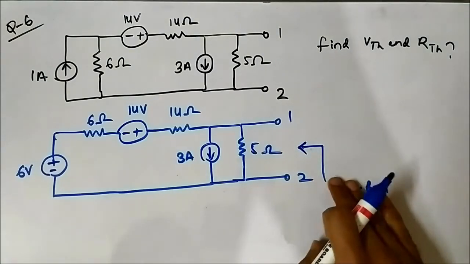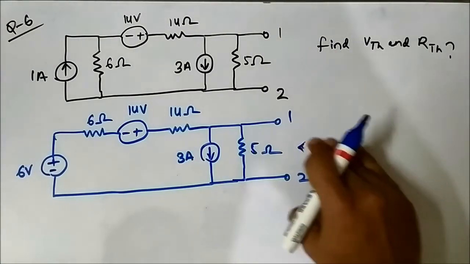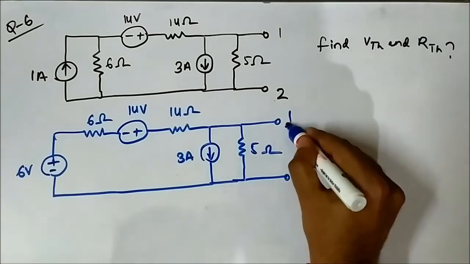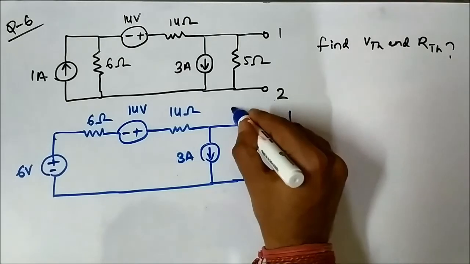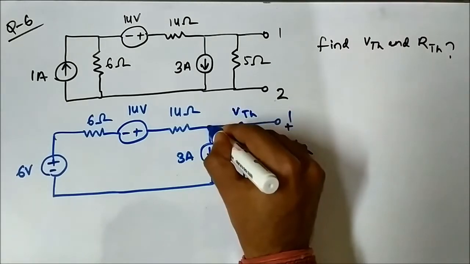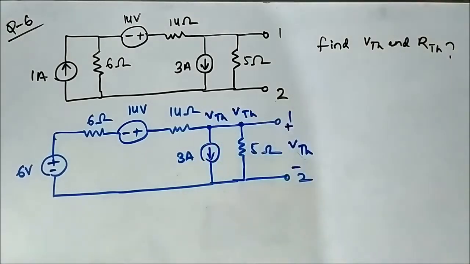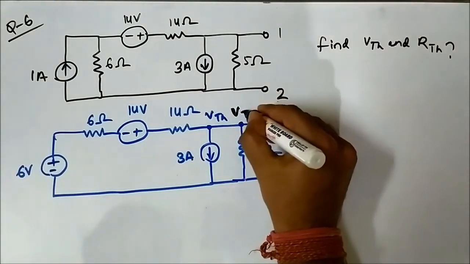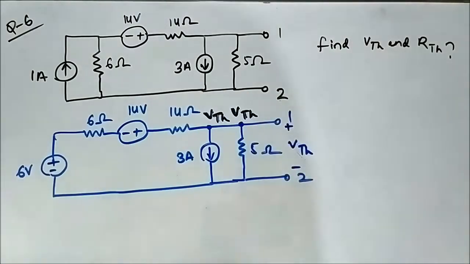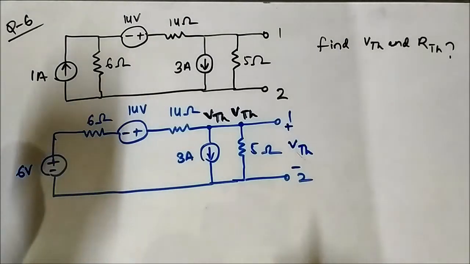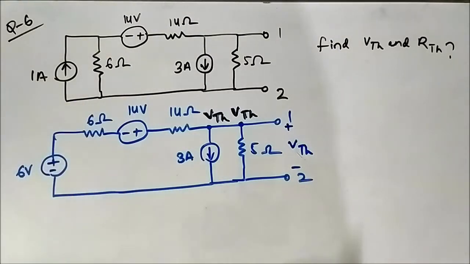So let us find out VTH first. Let's say the voltage here is VTH, it means here also it will be VTH, here also it will be VTH. Let us use a different color pen. Here it will be VTH, here it will also be VTH, because there is no resistor involved in between, so that there will be any drop. So we can easily apply nodal analysis here to find VTH.